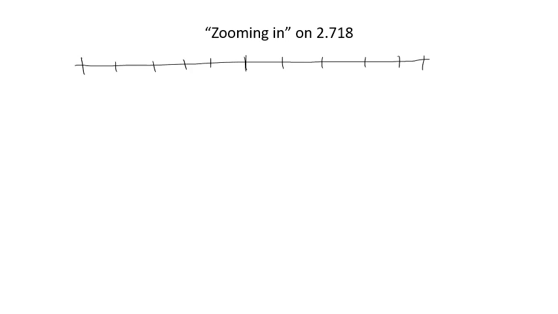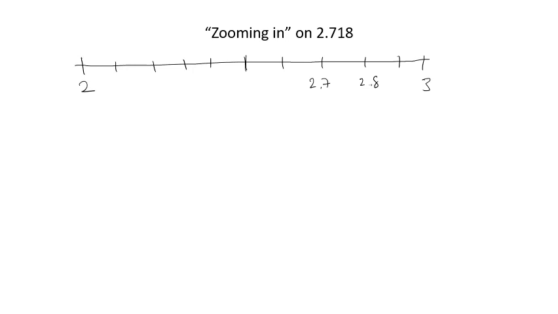So we're going to start between 2 and 3. So we're looking for 2.718. Well, we know that that's between 2.7 and 2.8.